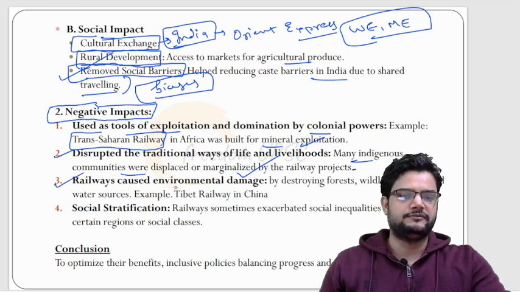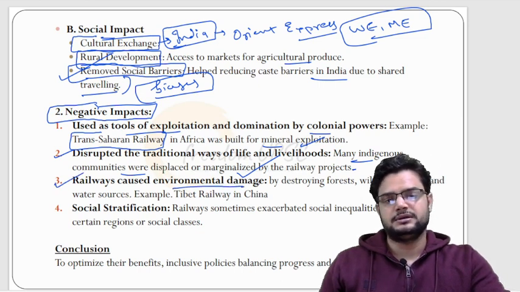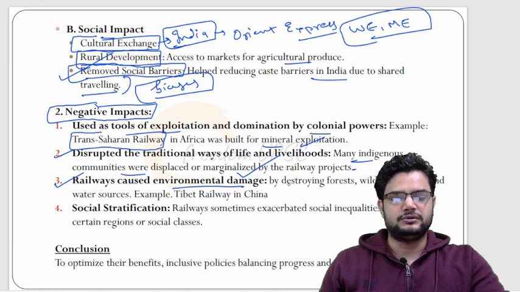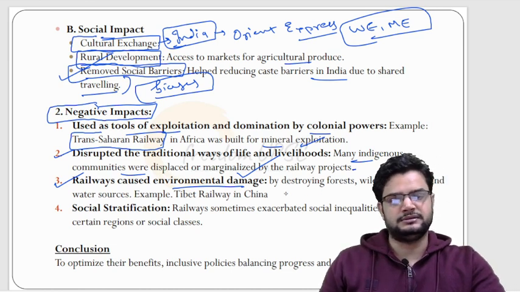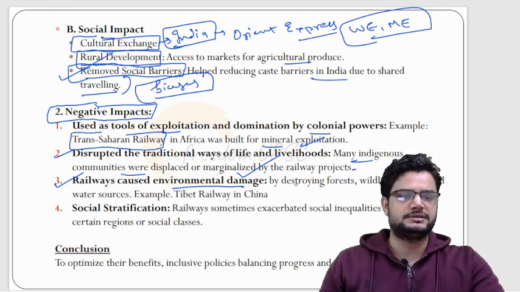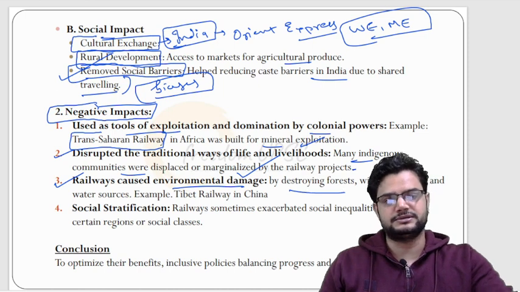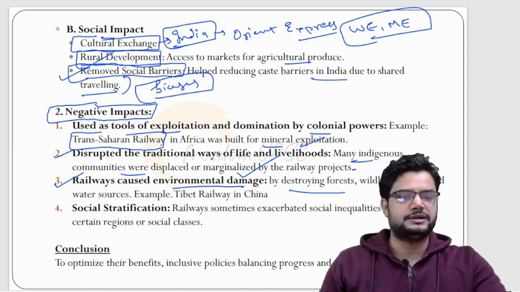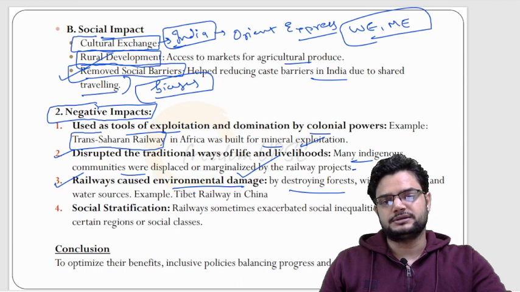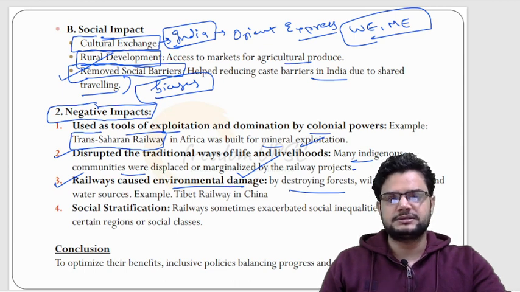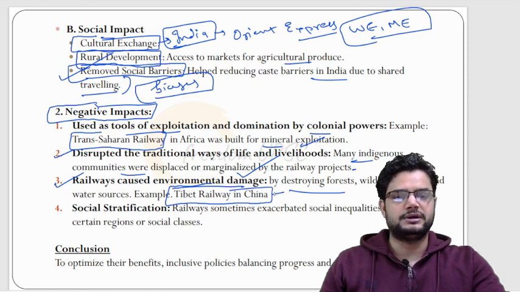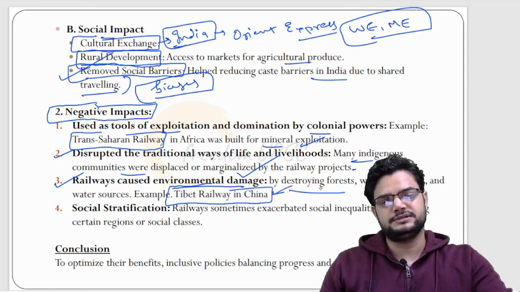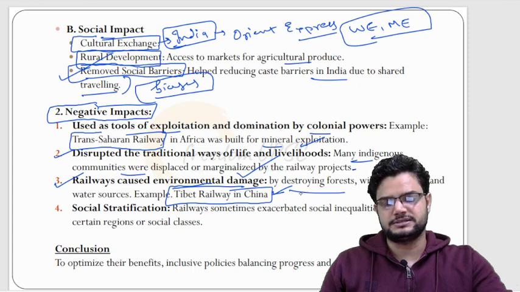Now, railways caused environmental damage. Although railway has lower environmental emissions than other modes of transportation, the laying of railway lines led to a lot of forest being destroyed, and because the forest was destroyed, it led to a reduction in wildlife habitats. You can give the example of the Tibet railway in China, and how it led to a change in environmental conditions there.